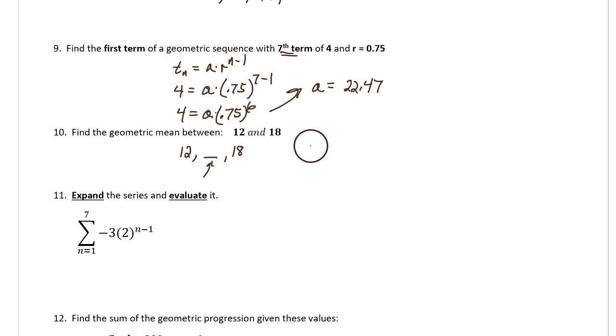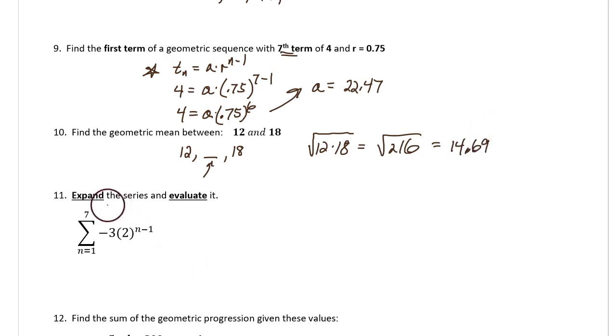Instead, to get the geometric mean, the formula is to do the square root of the first number times the last number. If you don't want to solve the problem like this, you can use the general term formula for a geometric like we did in number 9. So this makes the square root of 216, and that's equal to 14.69 if you round it.